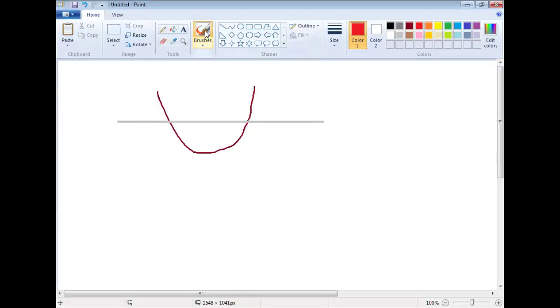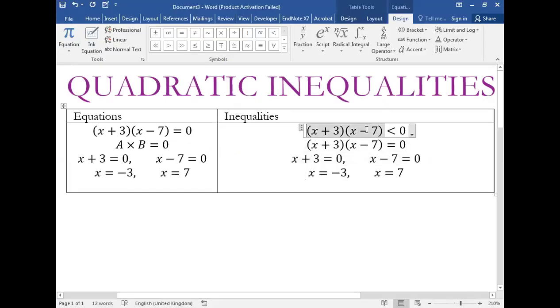Very good. Where should I label -3 and where should I label 7? Very good. -3 on the left hand side and 7 on the right hand side. Makes sense? Remember, we are trying to search for values where this entire quadratic is negative.